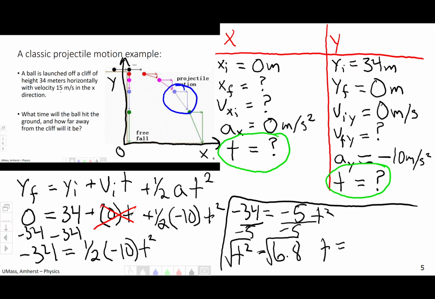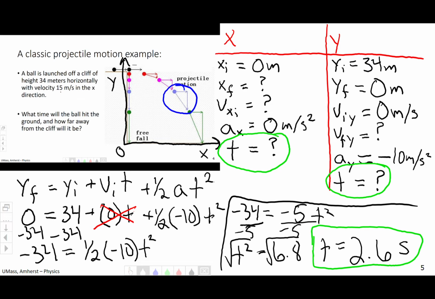And that will come out to be, if my calculator will work. Come on, calculator. Well, square root of 6.8 is 2.6-ish, approximately, seconds. So the time is 2.6 seconds.